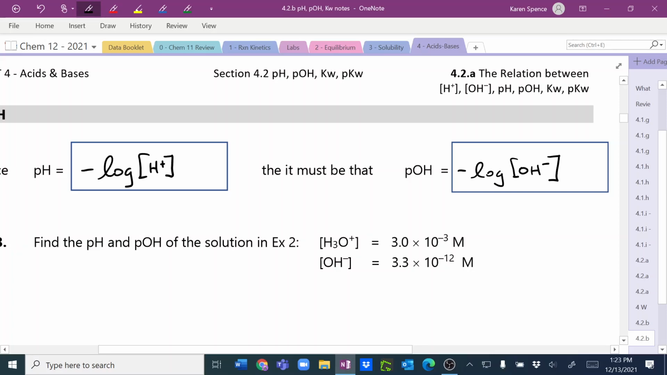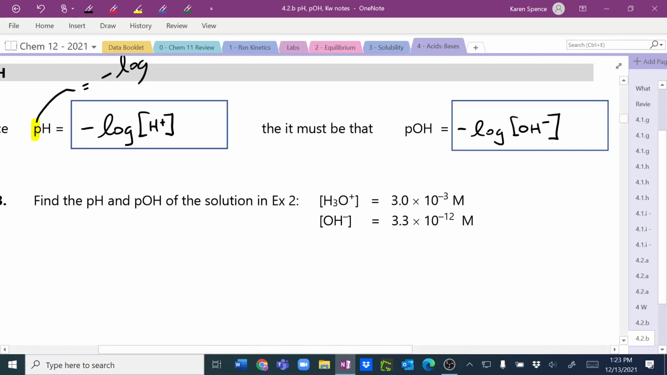Yes? So basically that P means negative log. Yes? So in the example we just did on the previous page, we were given the hydronium ion concentration and we calculated the hydroxide ion concentration, and these were the values that we were given and the value that we got. This is in the same solution.